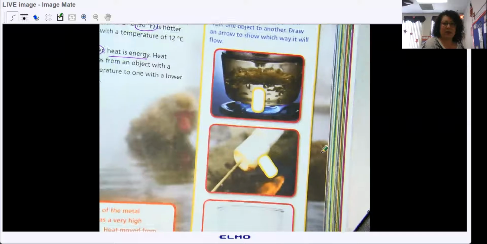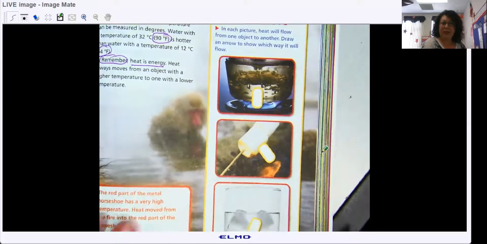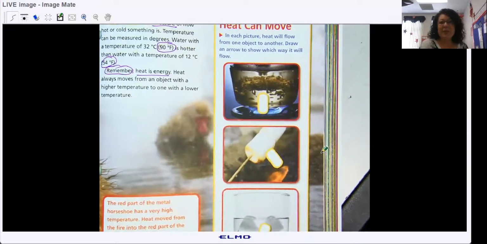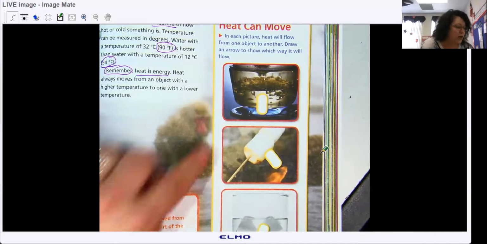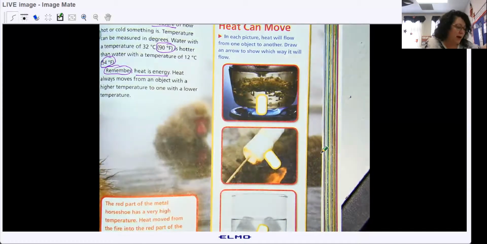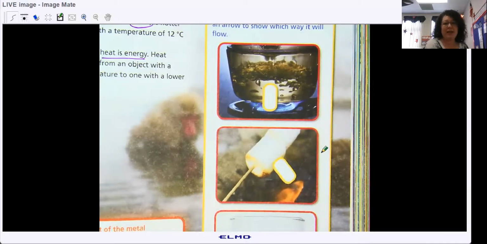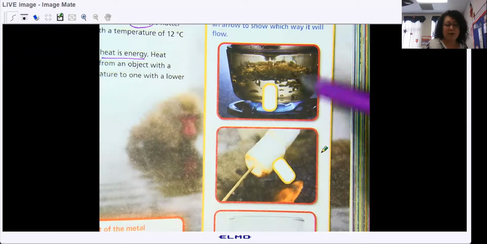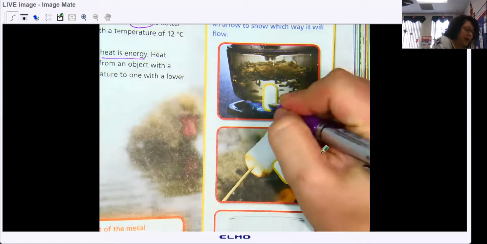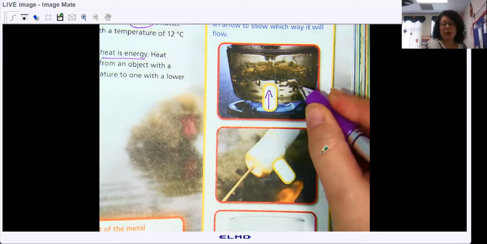Okay. Heat can move. Well, yeah, it moves from hotter to cooler. In each picture, heat will flow from one object to another. Draw an arrow to show which way it will flow. So which way? This is a boiling pot of water. Which way is the heat moving? From the bubbles to the bottom or from the bottom to the top? From the bottom, where the extra heat is on the stove, to the cooler water.